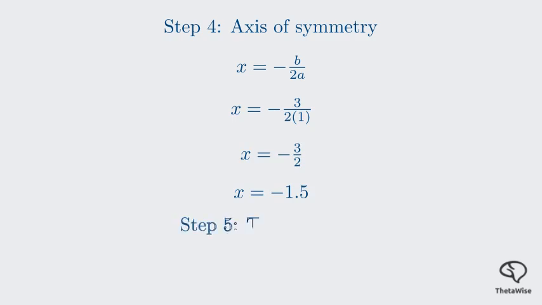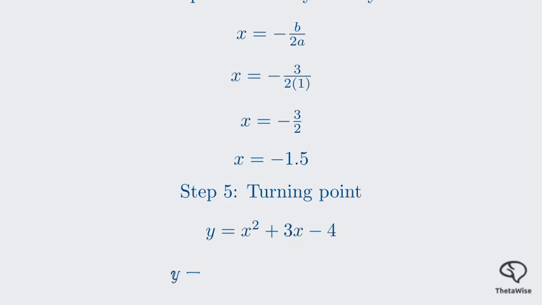Step 5. Find the turning point. The x-coordinate of the turning point is the same as the axis of symmetry, which is negative 3 over 2. Now we substitute this x value into our original equation to find the y-coordinate. y equals negative 3 over 2, all squared, plus 3 times negative 3 over 2 minus 4.